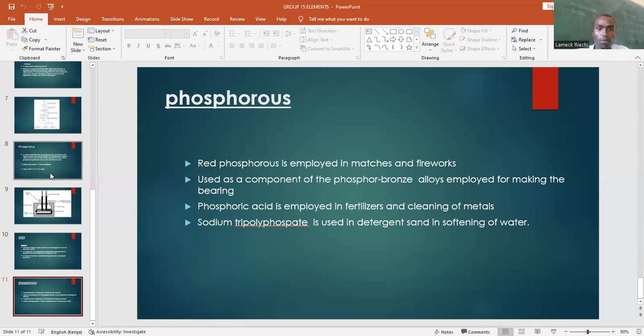Sodium tripolyphosphate is used in detergents and in softening of water. And the rest of the elements, which are arsenic, bismuth, and antimony, are used as metal alloys.